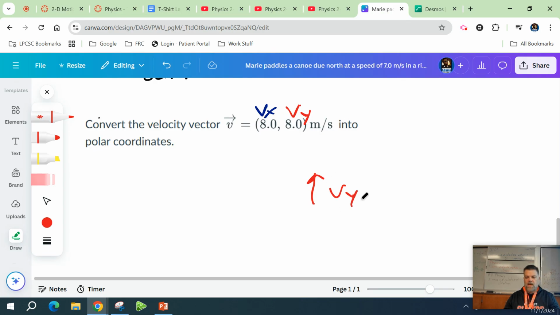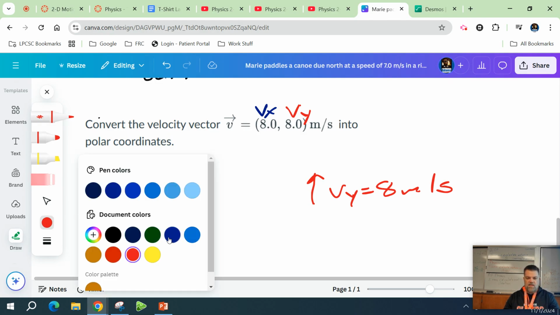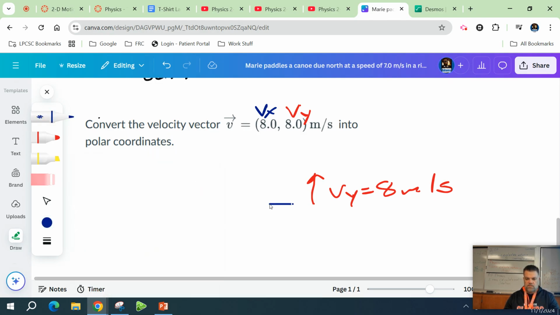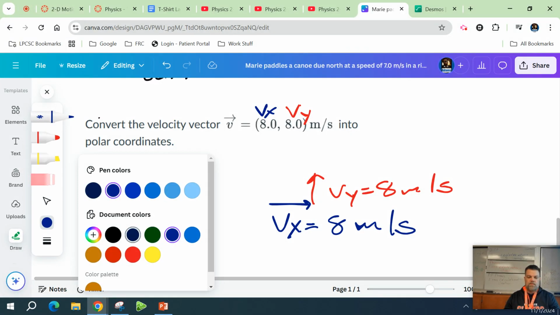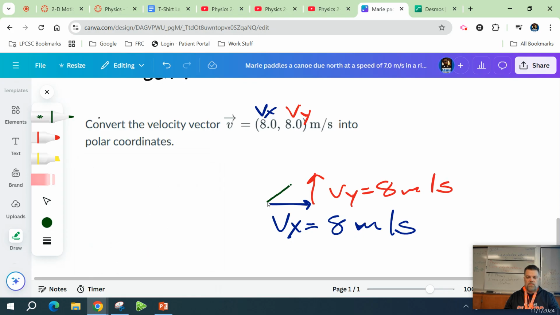This is v sub y, which is equal to 8 meters per second. And then my v sub x is equal to 8. By the way, you should be writing this down. If you don't know how to do this problem, it'll be on the retake. Is actually this. Okay?